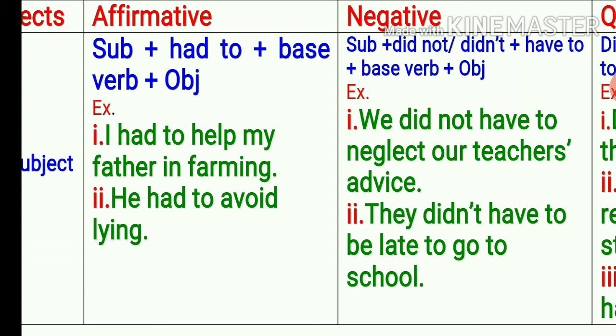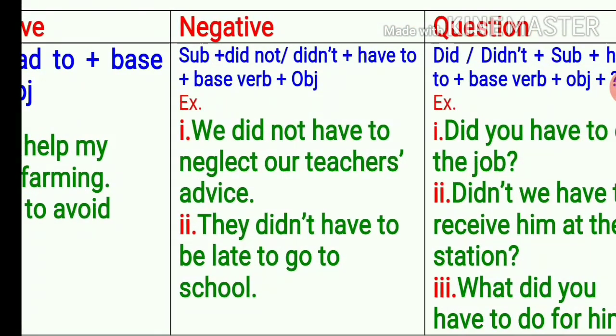Here, my helping my father in farming and his avoiding lying are most obligatory things for which in the two sentences had to has been used in the past tense. Then negative statements. In negative statements, the structure of had to: subject plus did not or didn't plus have to plus base verb plus object.